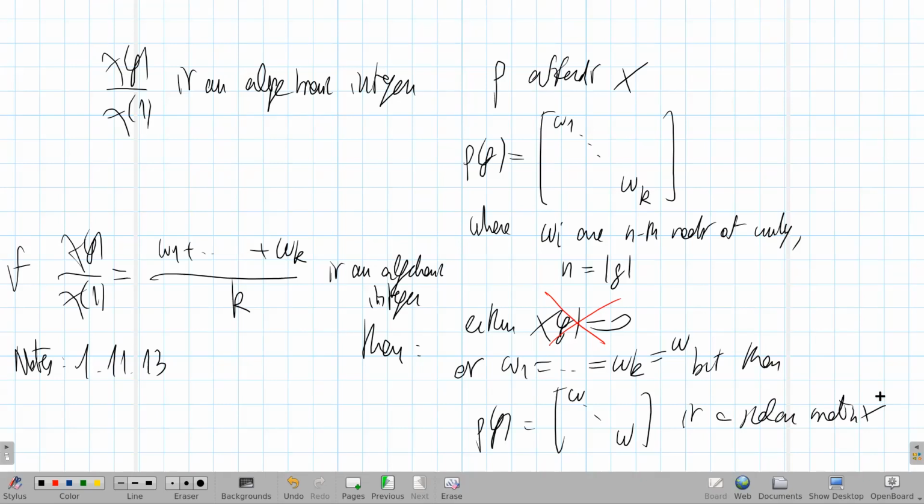So we use this lemma that tells you that if you have a sum of k roots of unity divided by k, and this is an algebraic integer, then one possibility is that this is 0, like 1 plus minus 1 divided by 2. Okay, this is possible. But if it's not 0, then all these are the same. This means that ρ of G in this case is a scalar matrix, so a diagonal matrix with the same value on the diagonal.